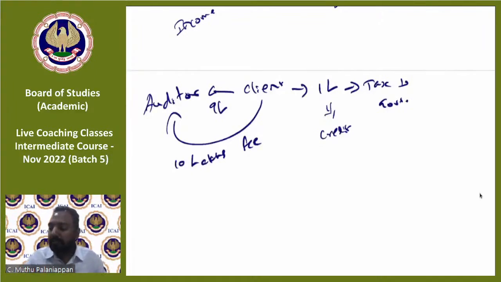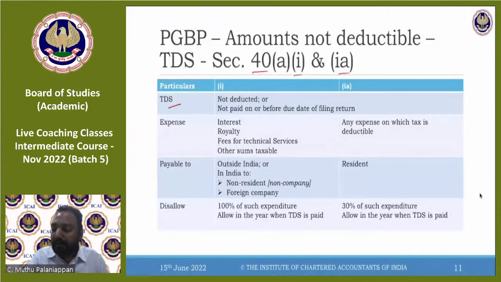Now the provision says, if you have not done this, either paid me the entire 10 lakhs or paid me 9 lakhs and not deposited 1 lakh to the government, it could be any way. So if you have not deducted, that is 1 lakh is not deducted and the entire 10 lakh is paid to me, that is the first situation. The second situation is not paid: the 1 lakh is not paid to the government before the due date of filing return. So it is not 31st March. It is the due date of filing return.